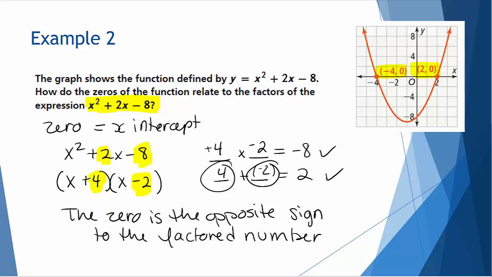The zeros of the quadratic, so the x-intercepts, are the opposite sign to the numbers that we find in our factors. And in the next example, we will talk about why.